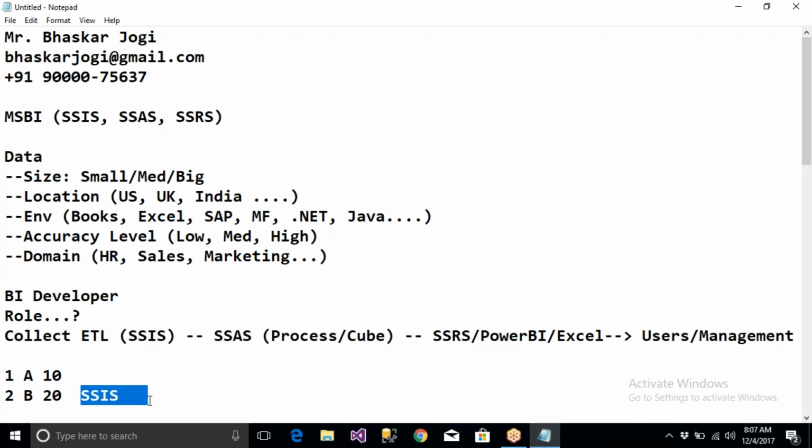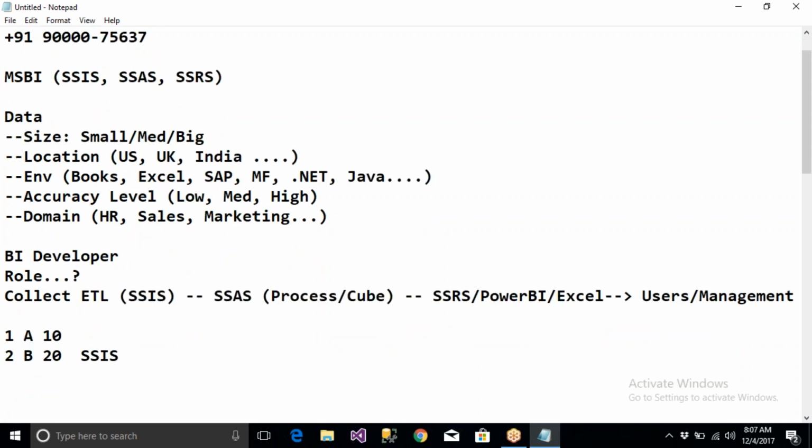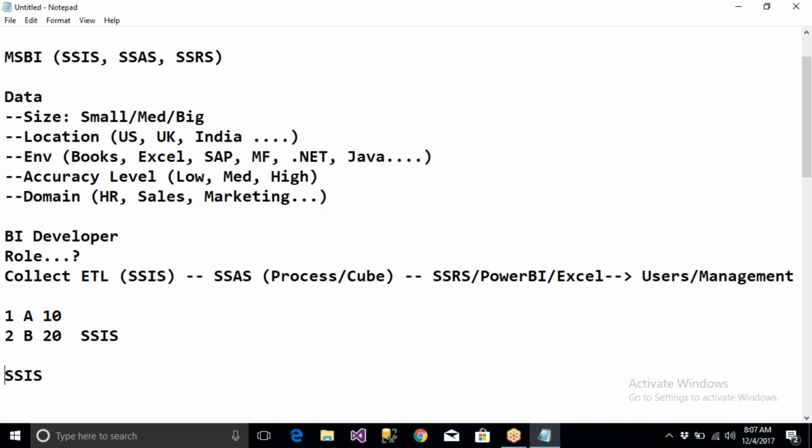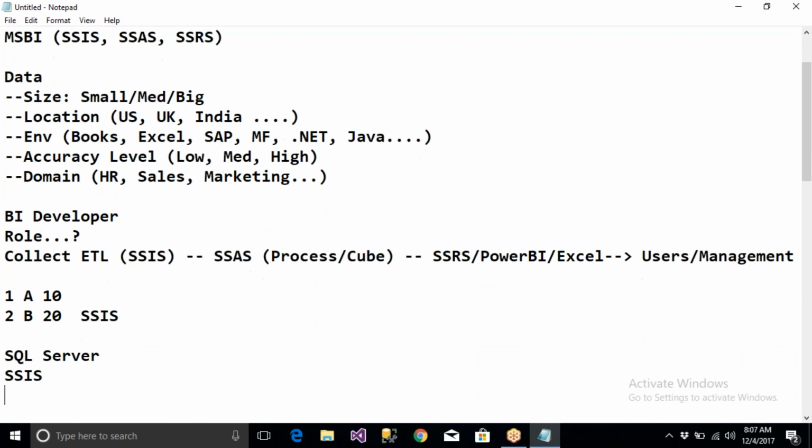One more question: is there any Microsoft certification for MSBI? Yes, we have many certifications for MSBI: one for SSIS, one for SQL Server T-SQL, and one more for SSIS and SSRS. In total, you have three certifications that you should be able to write.